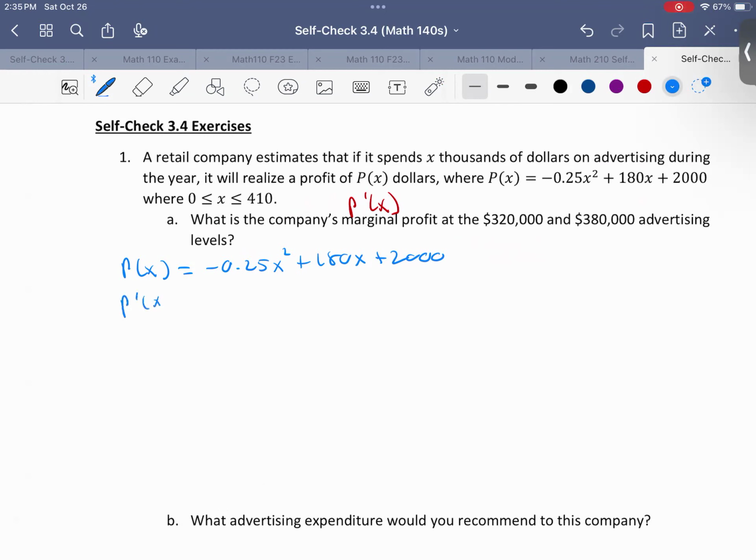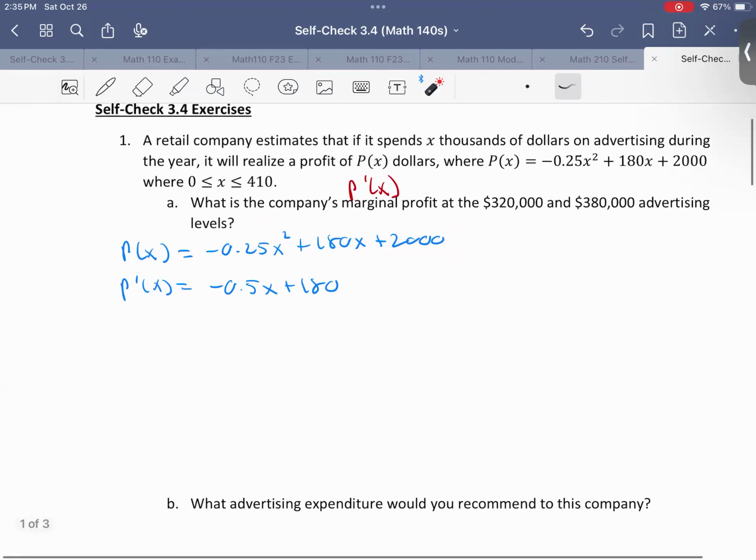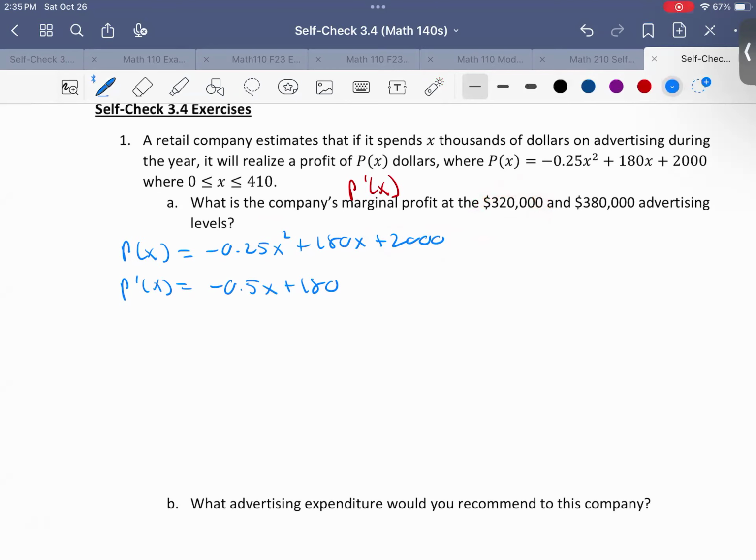So P prime of x equals negative 0.5x plus 180. Okay, so power rule, this guy drops down, that goes away, and that goes away. Okay, so I need to find the marginal profit at these levels. So what this really means is x equals 320, x equals 380, because x is in thousands of dollars. So I just need to plug these values in to get the marginal profit at those advertising levels.